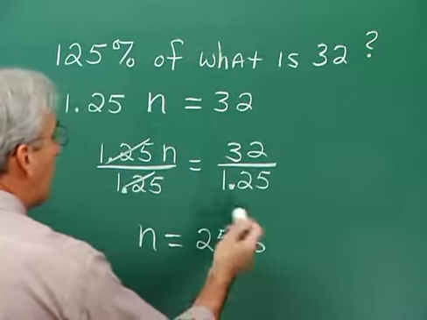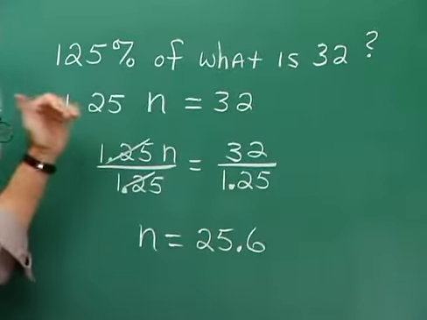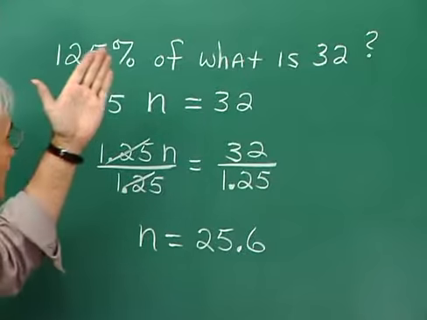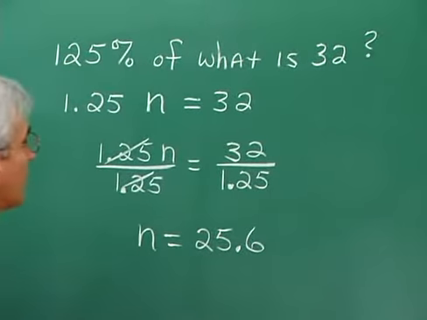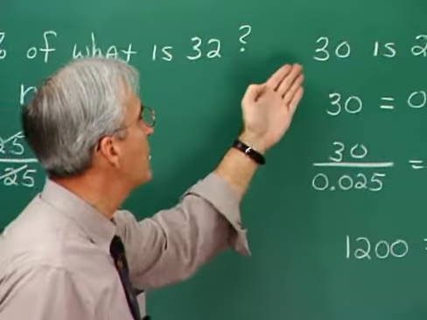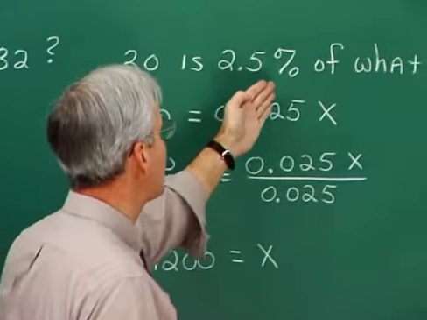So 25.6 answers this question: 125% of 25.6 is 32. This one says 30 is 2.5% of what?